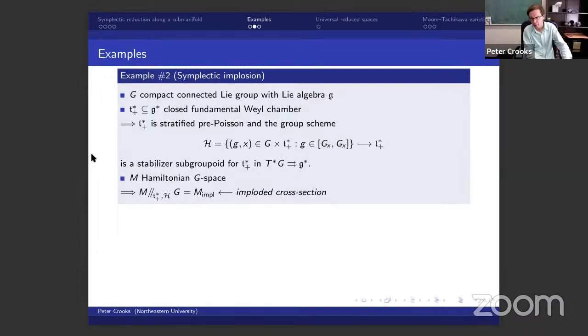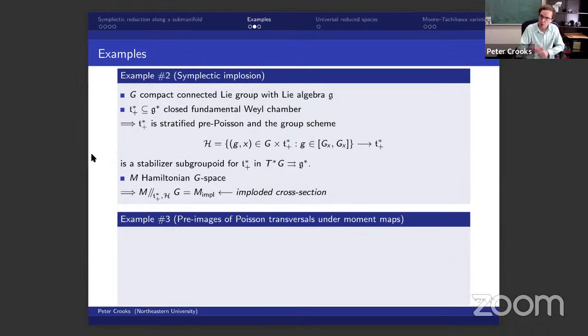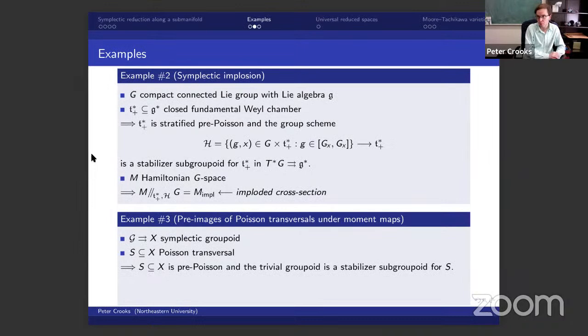Okay, how about the pre-images of Poisson transversals under moment maps? How do we realize that as a special case? Well, let's just take any symplectic groupoid at all. And let's suppose that inside of its base, I take an actual Poisson transversal. Well, that Poisson transversal is going to be an example of a pre-Poisson submanifold, and its stabilizer subgroupoid will just be the trivial groupoid over that submanifold S. And so what can I do? Well, I can take any Hamiltonian space or the symplectic groupoid, and I can reduce it along S with respect to that trivial groupoid. And what do I get? Well, I get the symplectic manifold that is just the inverse image of S under the moment map. That's it.